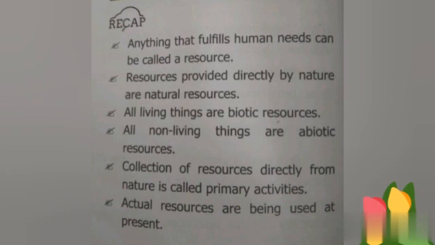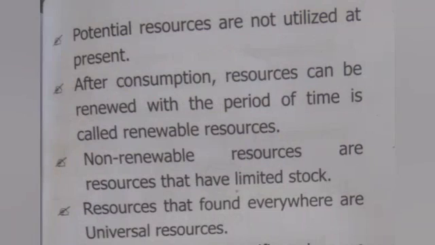Let's complete the lesson from beginning to end and recap this chapter. Resource. Anything that fulfills human needs can be called a resource. Resources provided directly by nature are called natural resources. All living things are biotic resources. Potential resources are not utilized at present. After consumption, resources that can be renewed within a period of time are called renewable resources.